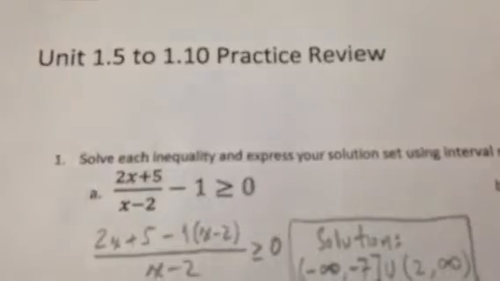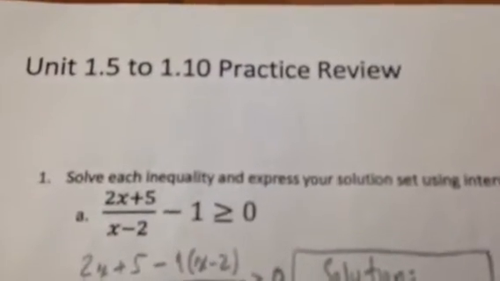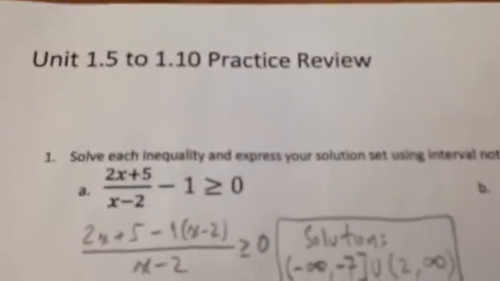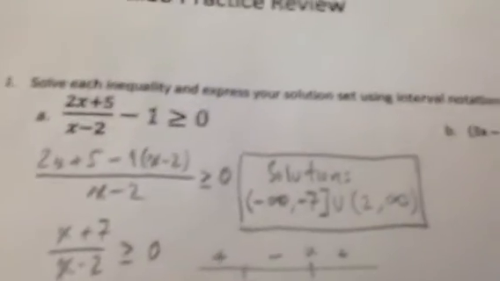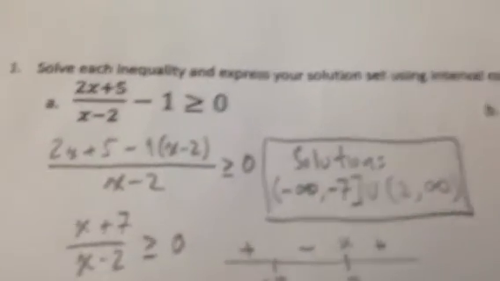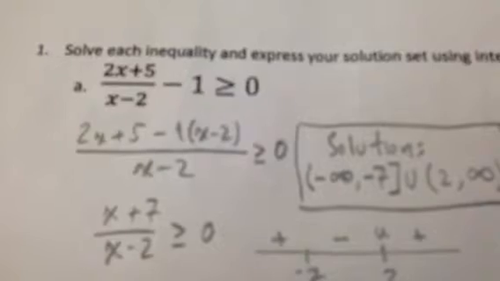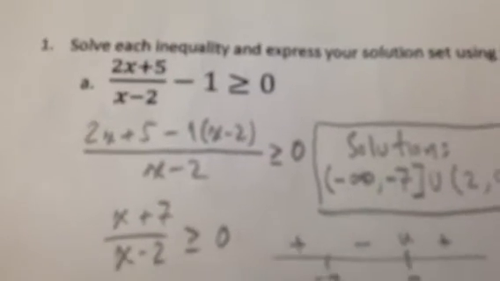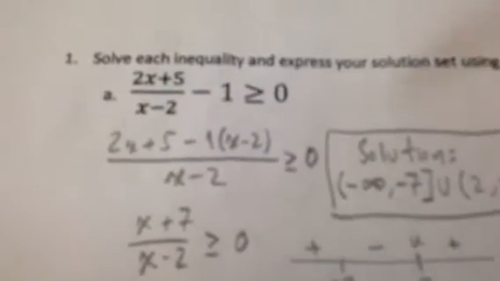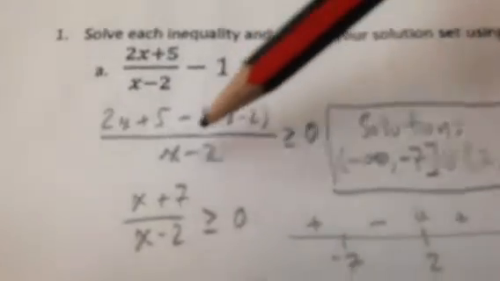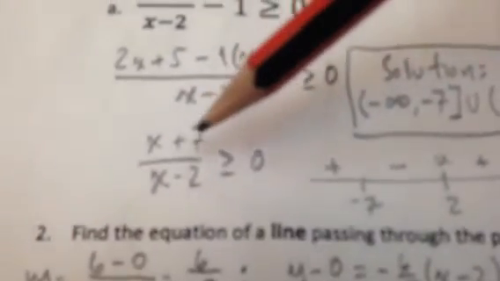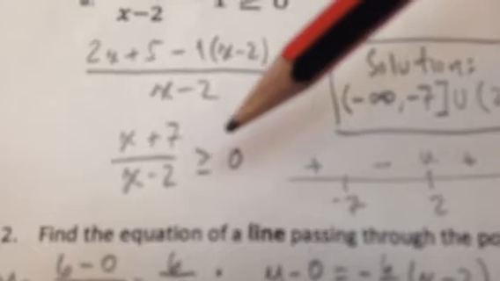Hi everybody, here we are checking out the solutions to the second practice review here for the 1.5 to 1.10 test, which is very soon. So this first one is a rational inequality, and once you simplify the left side of this inequality into one fraction, it's actually a pretty nice fraction: x plus 7 over x minus 2 greater than or equal to 0.